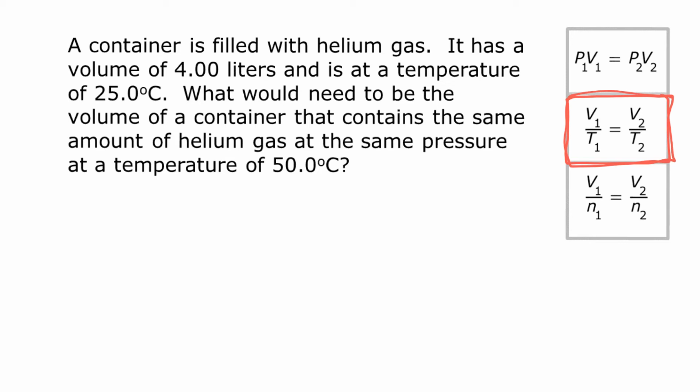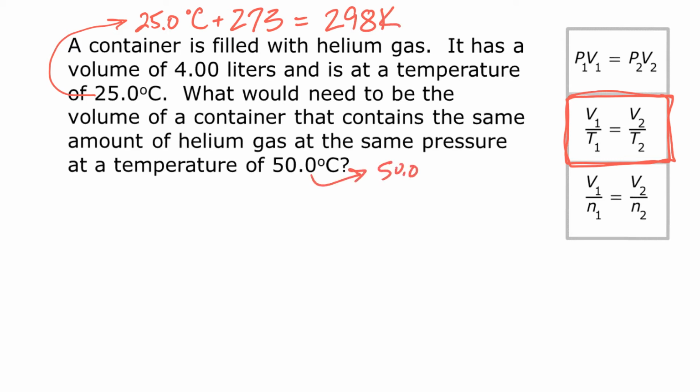Whenever I'm solving any gas law problem, I have to first convert any temperature that I have into Kelvin. So this is kind of a trick. It looks like it went from 25 to 50 and it doubled, but it did not double because we don't use Celsius for our gas laws, we use Kelvin. So I have 25 plus 273 to convert it into Kelvin, and so that temperature should be 298 Kelvin. And then this 50 degrees Celsius plus 273 gives me a new temperature of 323 Kelvin.